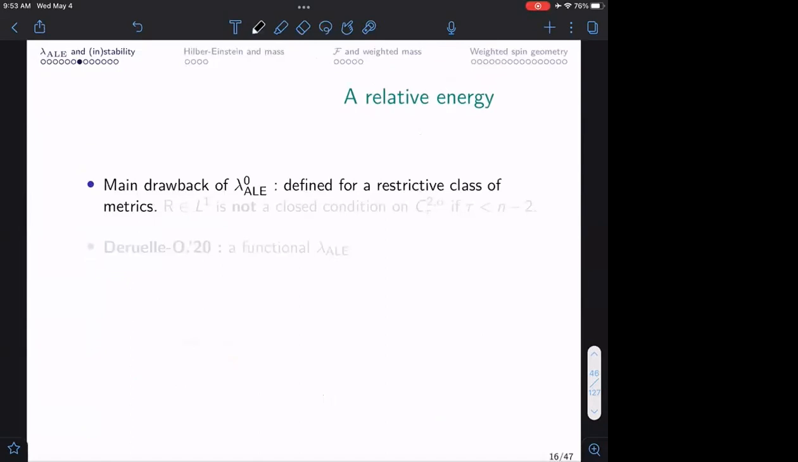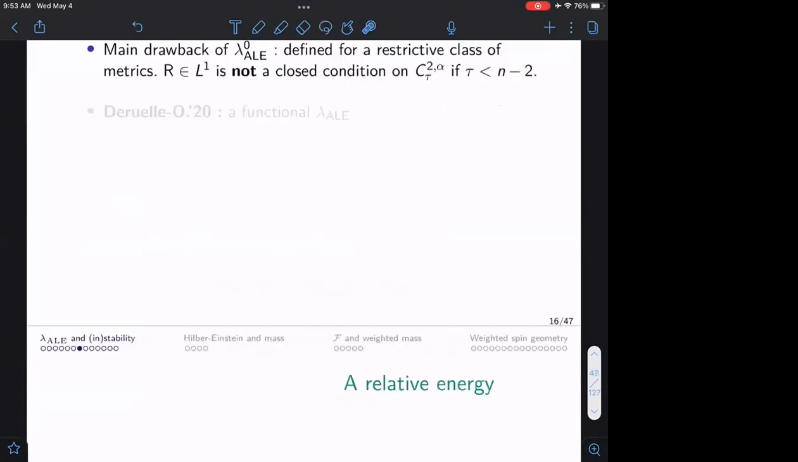The problem is that having scalar curvature in L1 is a bad condition. It's not closed in your topology, so you cannot do analysis on this kind of set. It will not be a closed condition. The L1 norm of scalar curvature is not continuous in your topology, and therefore his functional will not be continuous in this topology.